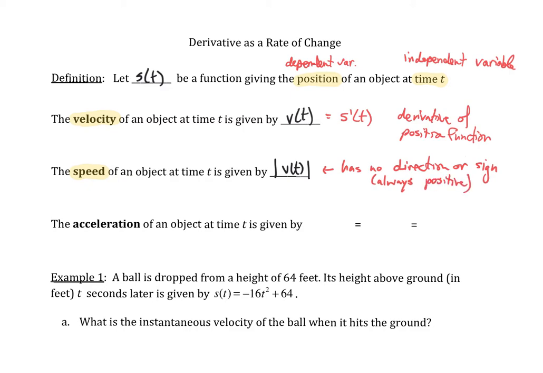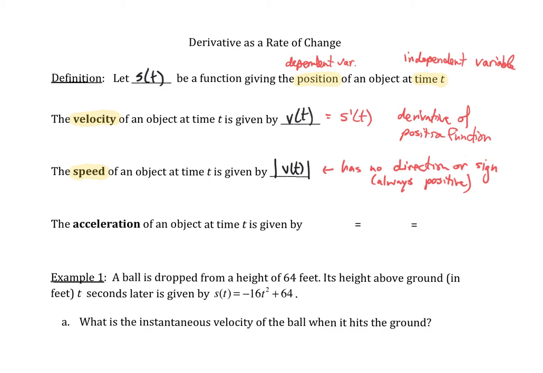For example, if I'm driving forward, my velocity could be 55 miles per hour. If I was driving backwards, my velocity would be negative 55 miles per hour. But when I calculate the speed, it's just 55 miles per hour. All right.